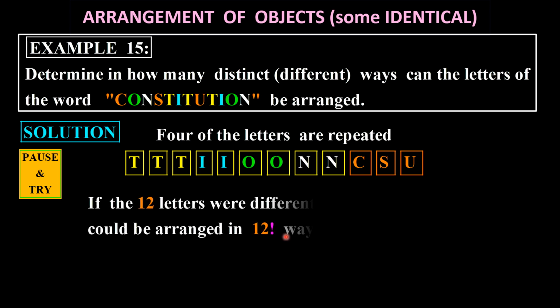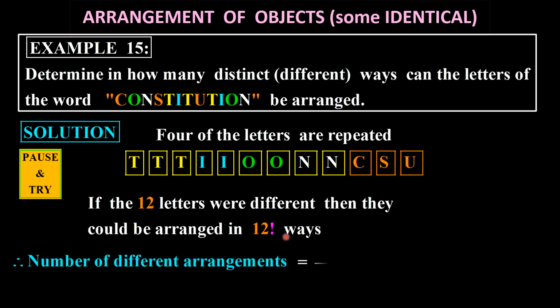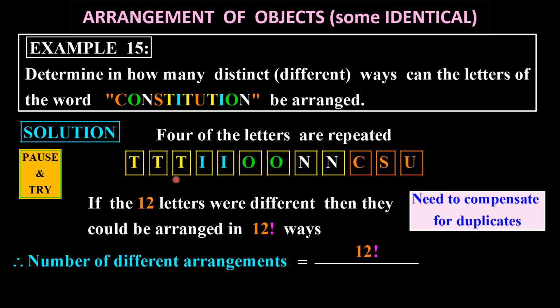But we have to compensate for those letters that are repeated, right? So first of all, we have the 12 factorial, but we have to compensate for the repetitions. There's 3 T's, so that will have to be 3 factorial. We have 2 I's, so that's 2 factorial, 2 O's, that's 2 factorial, 2 N's, and that is 2 factorial. And let's calculate that. And there we have the answer.